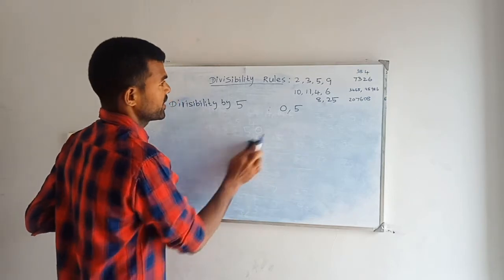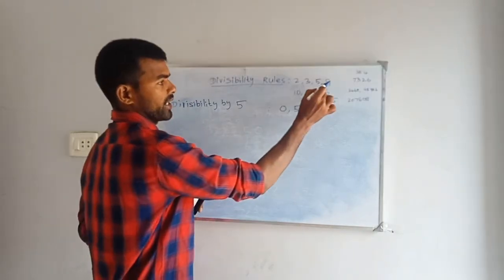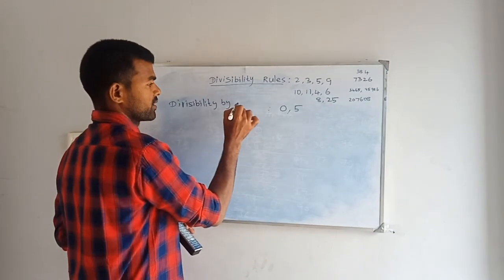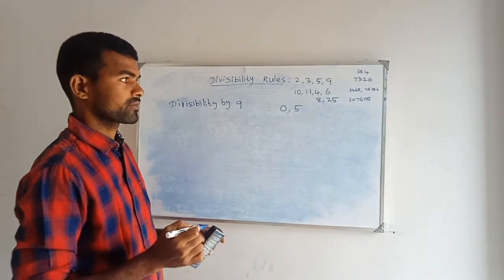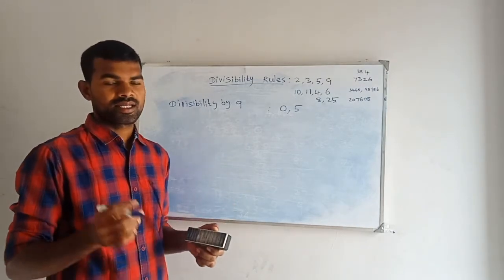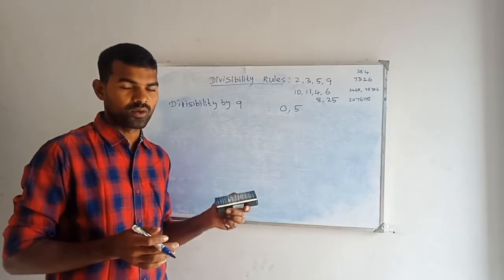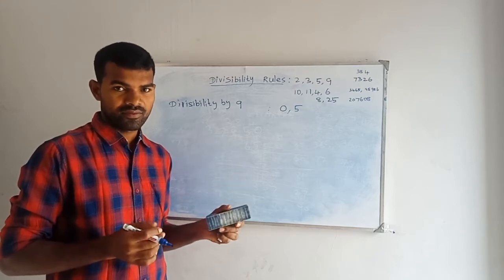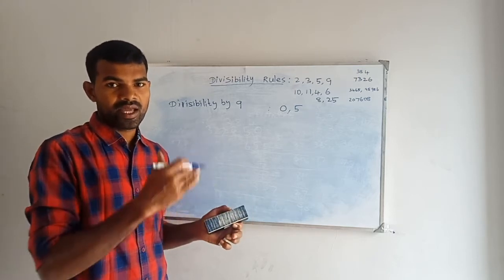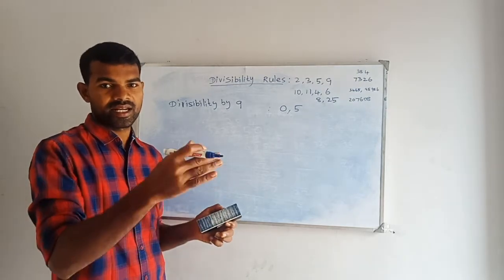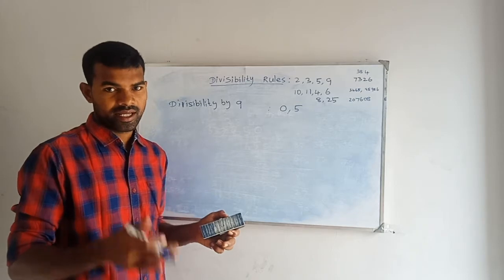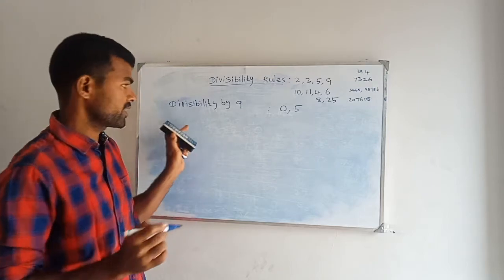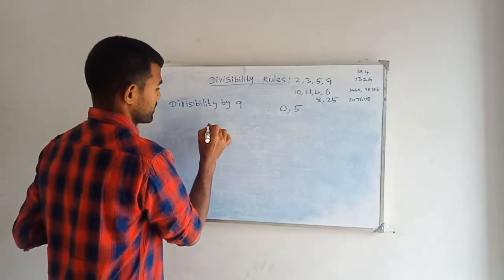Next, let us see the divisibility rule by 9. How can we check whether a number can be divided by 9 or not? Here, let us revise. Previously we studied the divisibility rule by 3. There, we added all the digits and got totals like the 3 table. Here we have to follow the same rule for divisibility by 9.